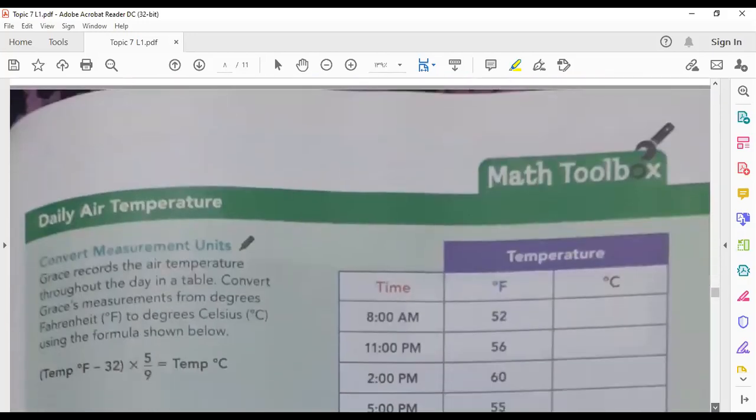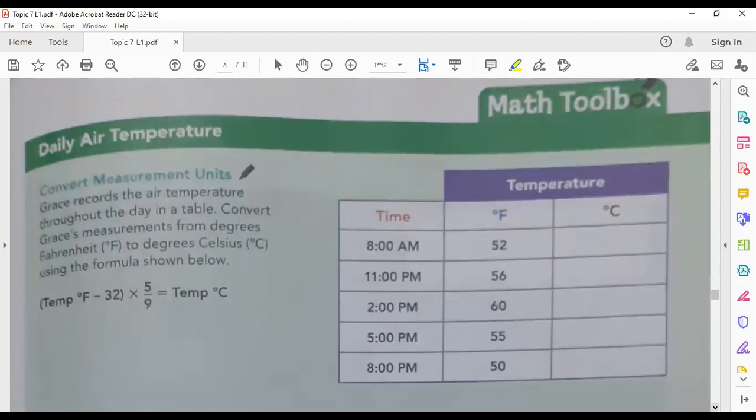Fine. Let's go to this exercise, math toolbox. Look, what are the scales of temperature? Who can tell me about the scales of temperature? What do we use here in Jordan? Fahrenheit and Celsius. Yes, Celsius. There are two scales of temperature: degrees Fahrenheit and degrees Celsius. By the way, degrees Fahrenheit is used mainly in some countries like the United States. Most countries in the world use degrees Celsius.